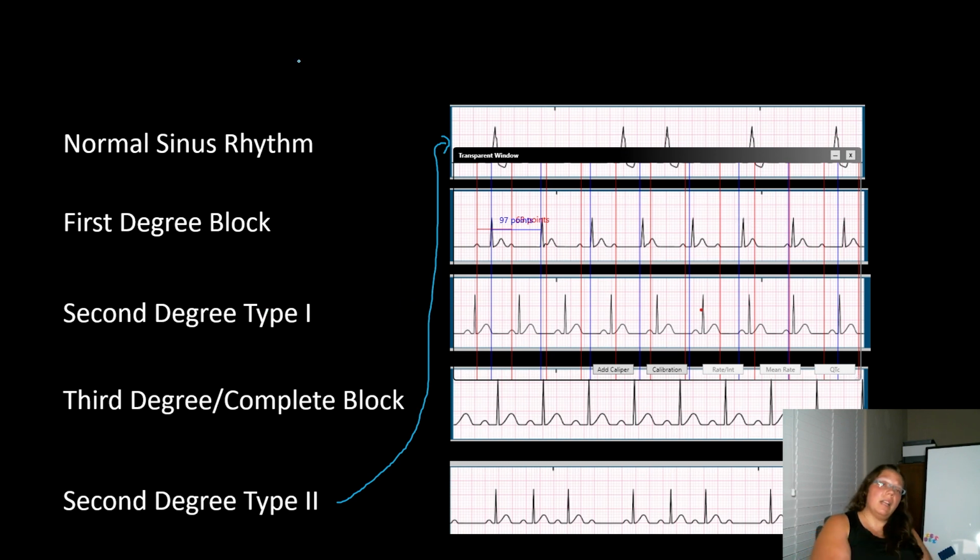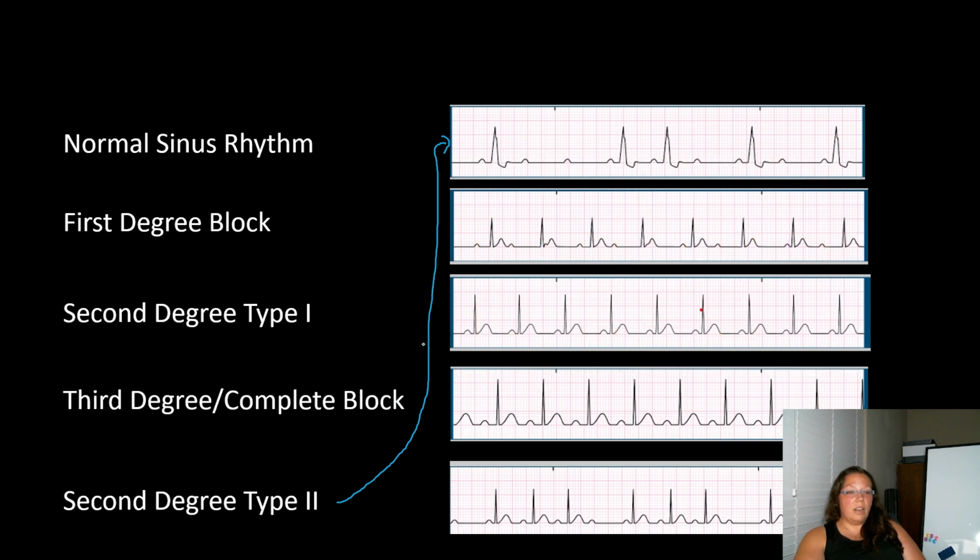So what kind of block is that? There's no communication between the top and the bottom part of electrical activity. So it's a complete dissociation from each other. So if you said complete heart block or third degree heart block, you would be correct. These are too close together for me to do the lines.